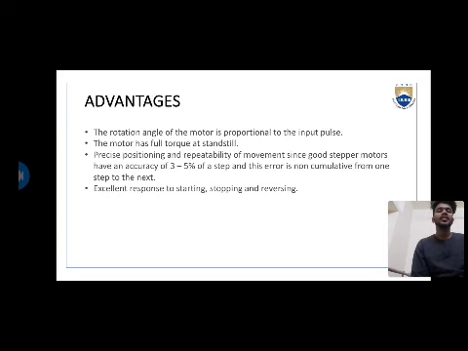Advantages. The rotation angle of the motor is proportional to the input pulse. The motor has full torque at standstill. Precise positioning and repeatability of movement, since good stepper motors have an accuracy of 3 to 5% of a step, and this error is not cumulative from one step to the next. Excellent response to starting, stopping and reversing.